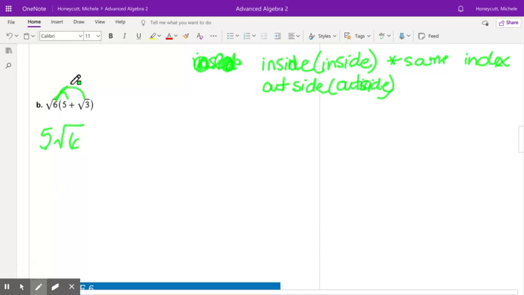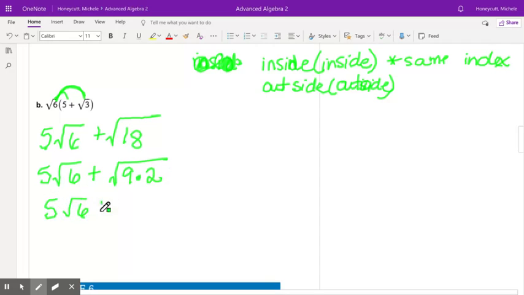And then square root of 6 times square root of 3 is plus the square root. Since the 6 and 3 are both under a square root, I can multiply that together, get 18, and then I'll simplify from there. So 5 square root of 6. Now 18 can be simplified because I can write it as the square root of 9 times 2. So 5 square root of 6 plus the square root of 9 is 3, 3 square root of 2. And now I've got the square root of 6 and the square root of 2. They are not like radicals, so I will leave those totally separate.